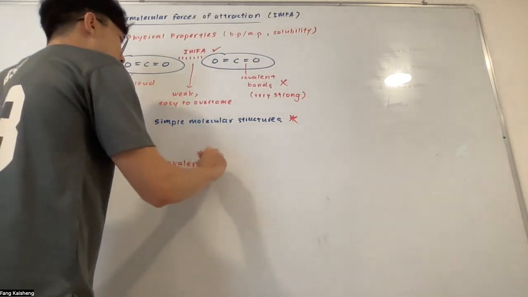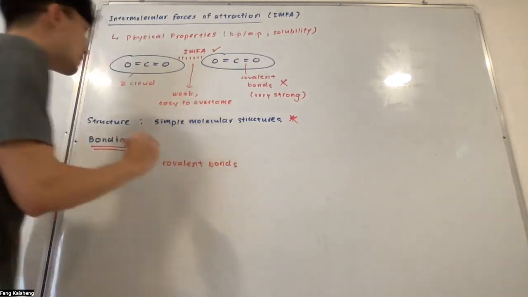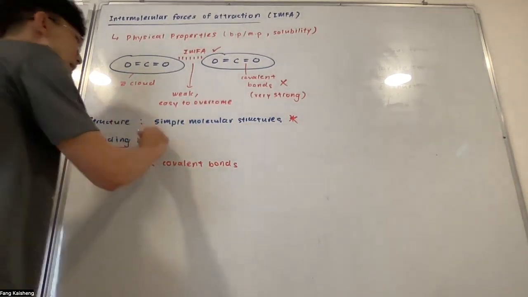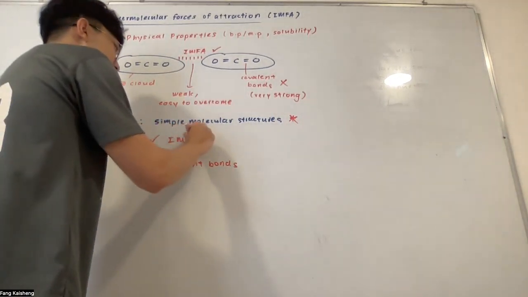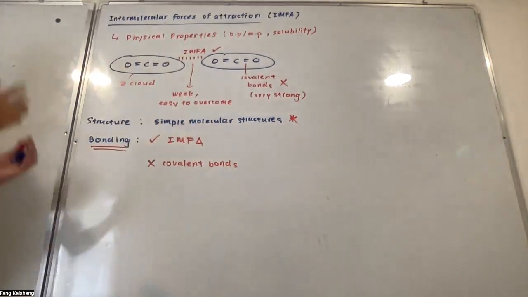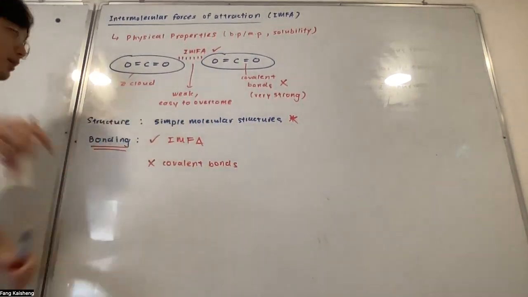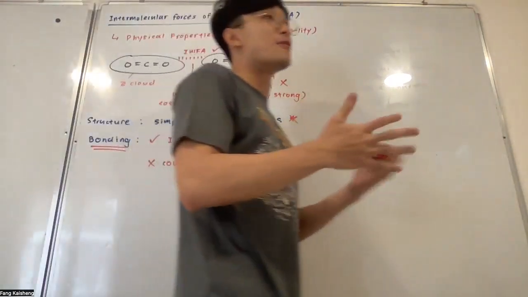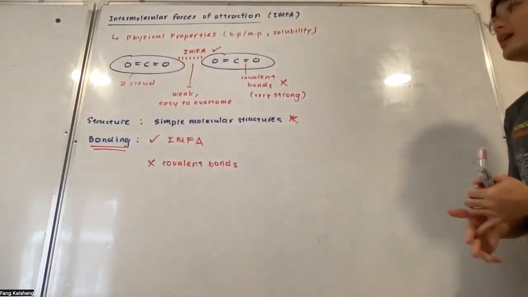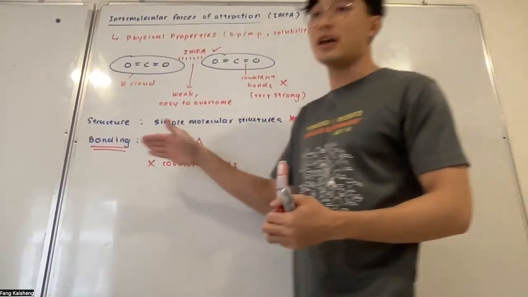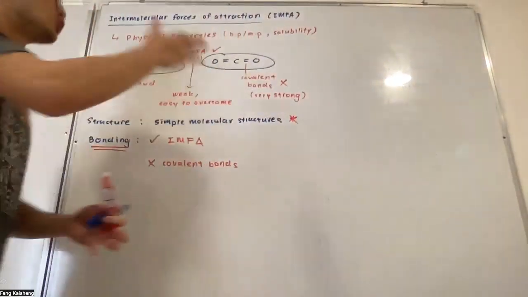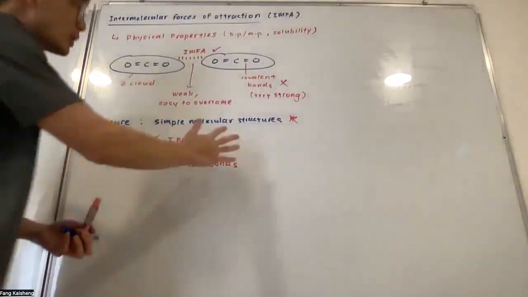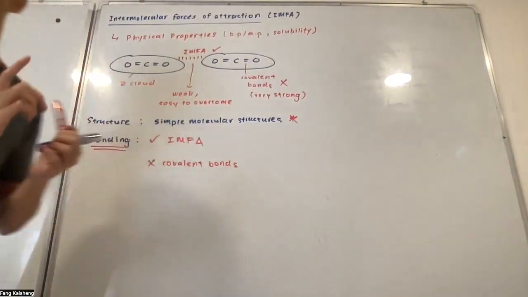We are not interested in covalent bonds because, once again, the physical properties are explained using the intermolecular forces of attraction. So even though they ask you for bonding, we are more interested in the IMFA. Today we're going to learn the different types of IMFA, and this is what you should be specifying in your answer when they ask for the structure and bonding of a simple molecule. Make sure this is written out. This is very important.